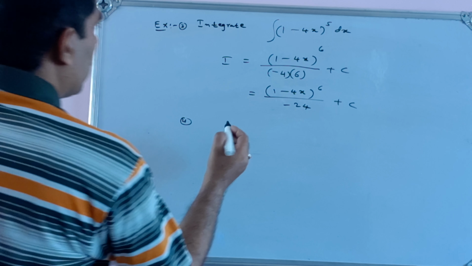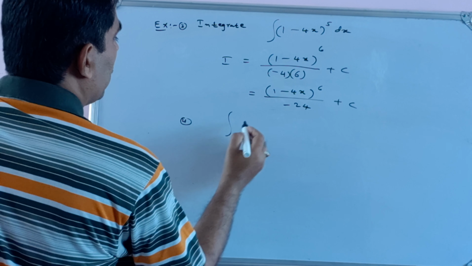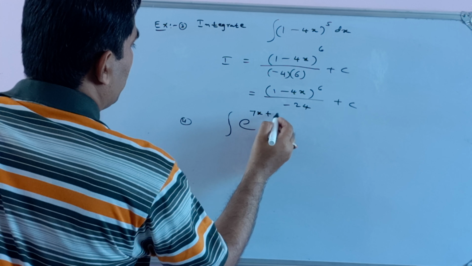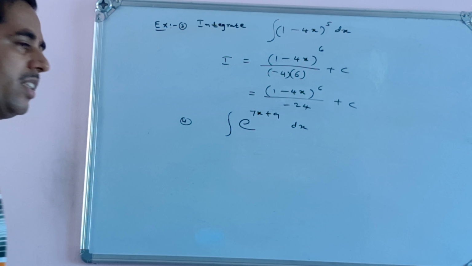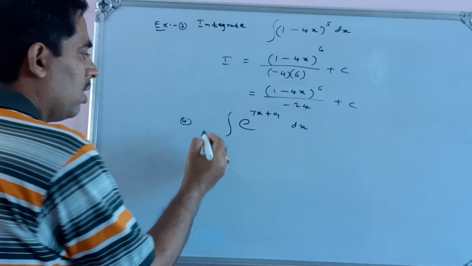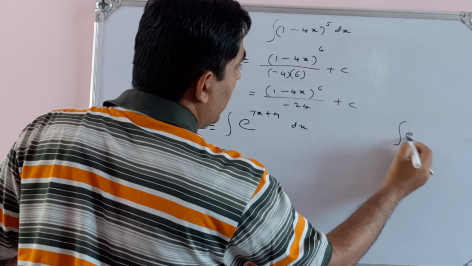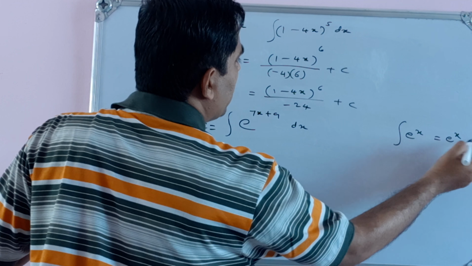So if I write, say, integrate e to the power of 7x plus 9. So how do you integrate this e to the power of 7x plus 9? Okay, see, very simple. What is the integration of e to the power of x? That is e to the power of x only.